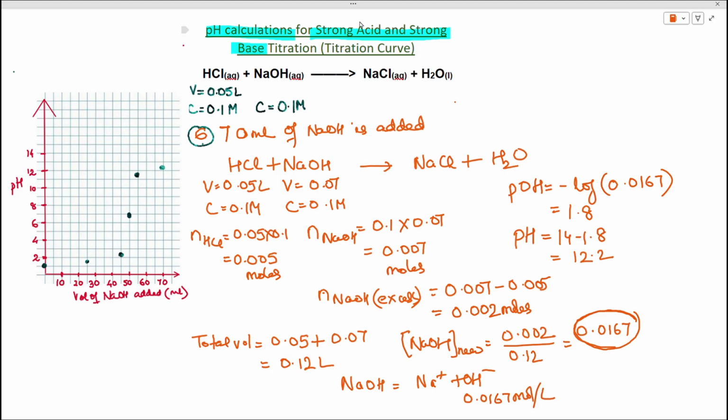And now with these points, we can draw a titration curve. We are just going to join these points smoothly. So that's our titration curve. I hope you understood the process.